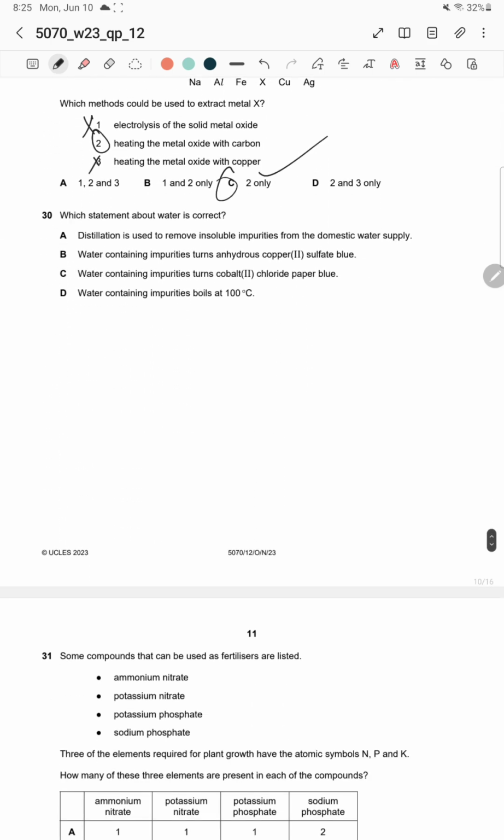Which statement about the water is correct? Distillation is used to remove insoluble impurities from the domestic water supply. It is incorrect. Aluminium sulfate and silica are used for such purposes. So distillation is not used in domestic households. B is the option. Water turns anhydrous copper sulfate blue. So the blue color is due to the presence of water, so that's right. B should be the right option.